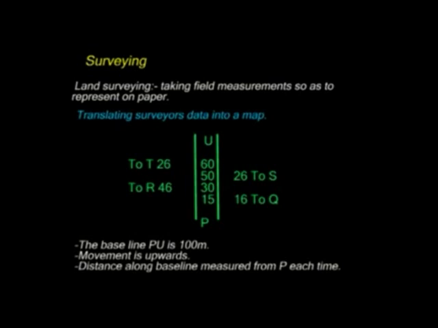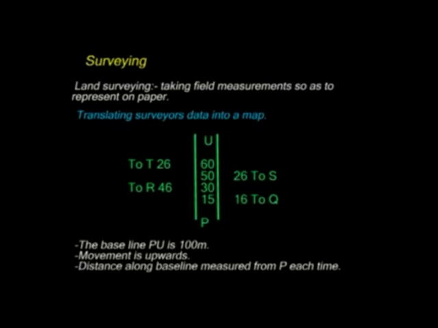From P, we move 15 meters, and Q is 16 meters to the right from this point. From P, you move 15 meters, you will find a branch to Q on the right, and you move 16 meters, you will find point Q. Again from P, note it is not from the junction to Q.